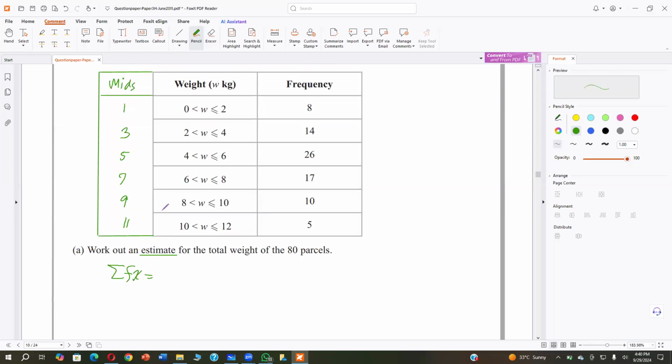So I can do it now from the numbers here: 1 into 8 plus 3 into 14 plus 5 into 26 plus 7 into 17 plus 9 into 10 plus 11 into 5. So I use the idea of midpoint because absolute numbers are not there.